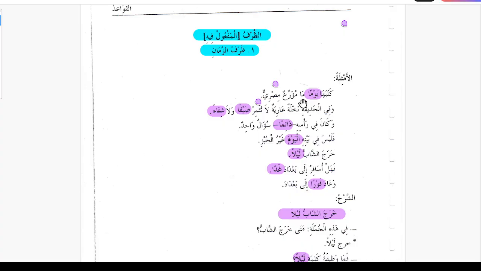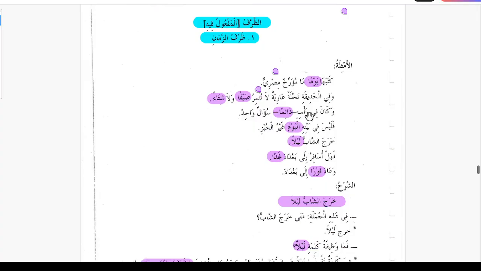Katabaha yawman mu'arrikhun misriyun. The Egyptian historian wrote it someday. So if we ask when the Egyptian historian wrote it, the answer is someday. So this is telling the answer of when, and this is zarfu zaman, the adverb of time. So yawman is zarfu zaman. It tells the time when the action happened.